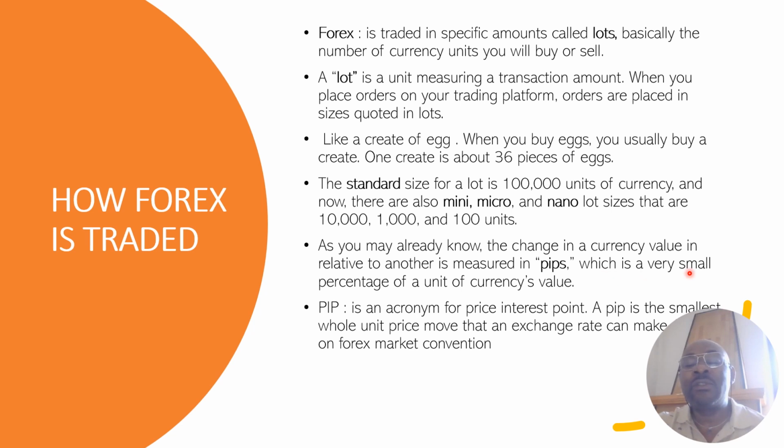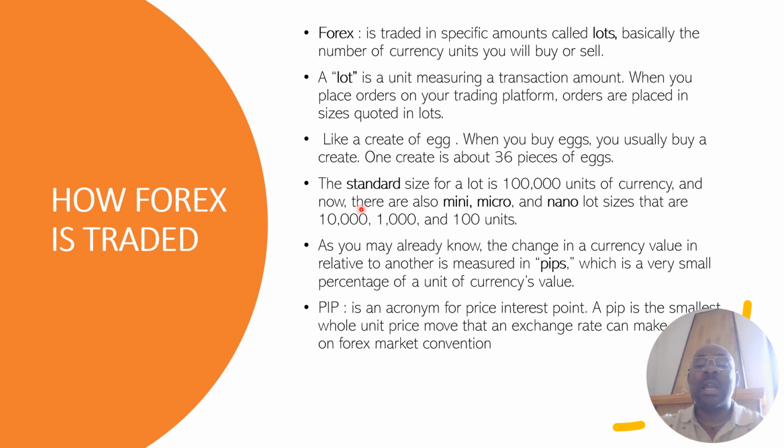As you may already know, the change in a currency's value relative to another is measured in pips, which is a very small percentage of a unit of currency's value. Now, PIP is an acronym for price interest point. A PIP is the smallest whole unit price move that an exchange rate can make in a forex market condition.